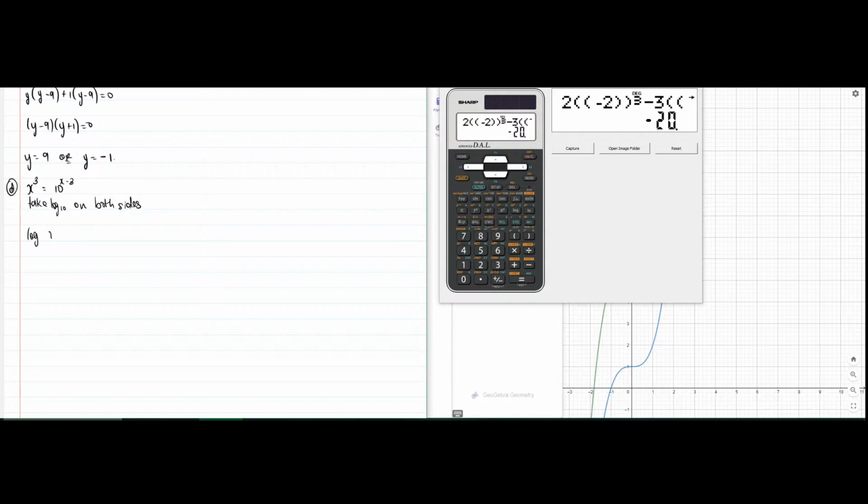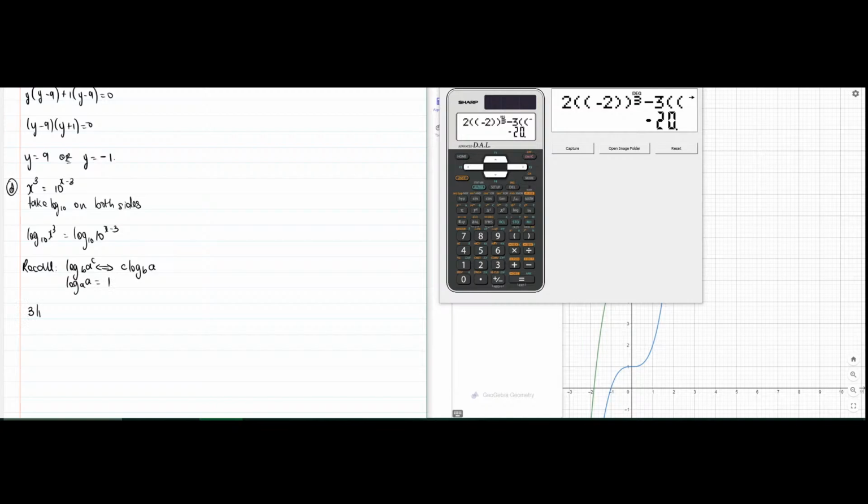I get log of x cubed to base 10 is log of 10 to the power x minus 3 to base 10. As I use our law in logs, I recall the law in logs. I see in the law to bring the power in front: log of a to the power c to base b, and the law works both ways, is c log of a to base b. And I also see in log of a to base a is equal to 1.